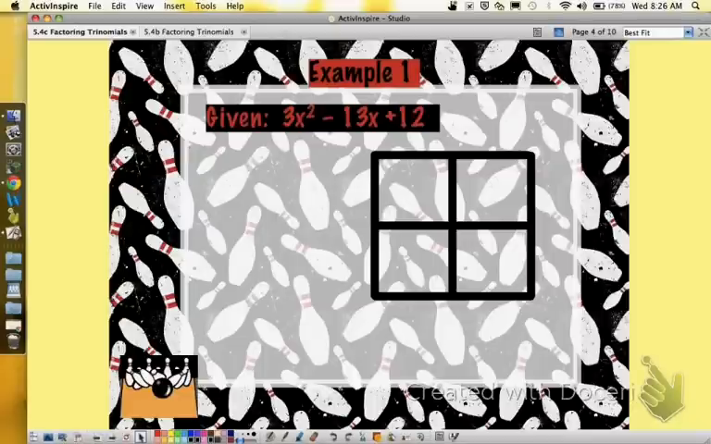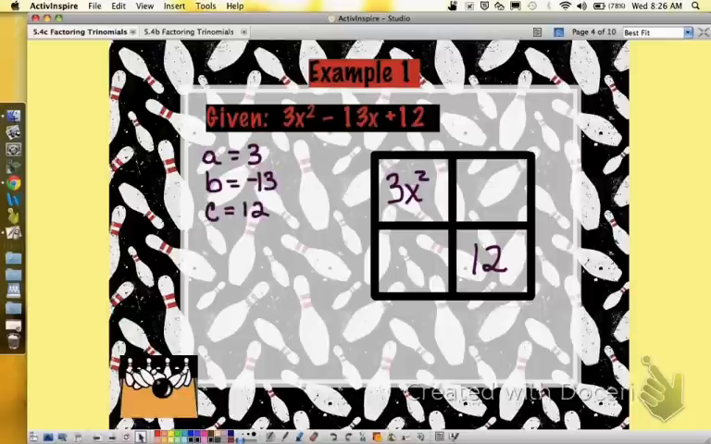Given this example, the first thing we want to do is put the first and last terms in those corresponding boxes, and then list our ABCs. And we're going to see here that this is a candidate for the box because the leading coefficient is not equal to 1. The leading coefficient is 3. Next, we want to multiply the product of A times C, and when we do, we get 36. Next, we're going to look for factors of 36 that will add up to negative 13. Those happen to be negative 4 and negative 9.